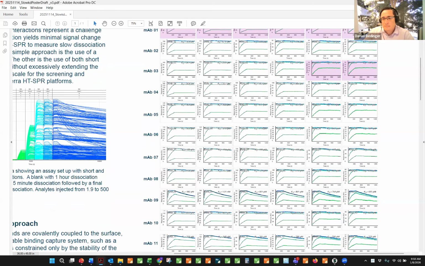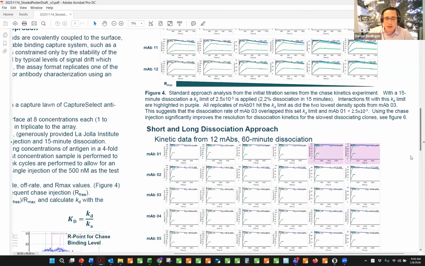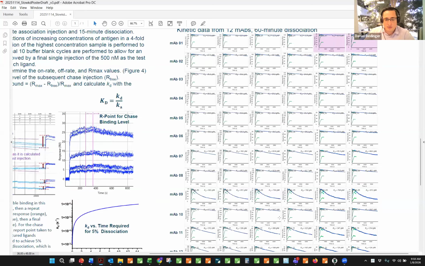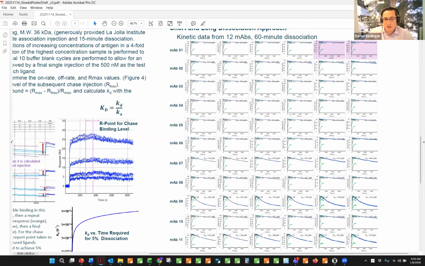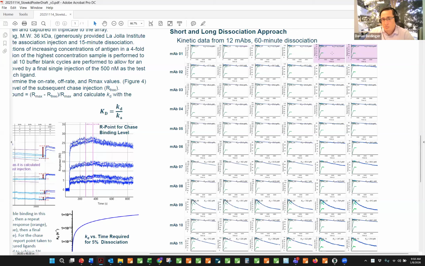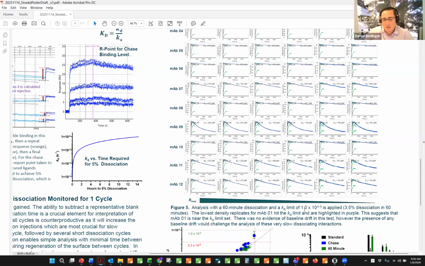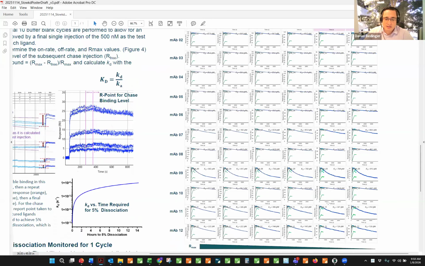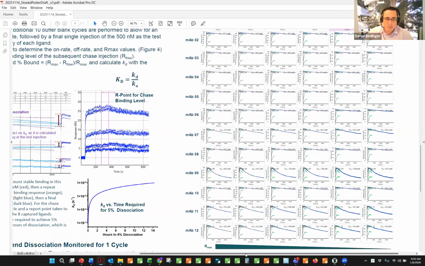in 15 minutes. If we scroll down to the hour-long dissociation data, you can see now we've recovered the ability to assess the off rate and affinities of basically everything, including that MAB1. It's hitting the limit at the lowest surface densities, which means again, its actual KD is probably right near that cusp of the setting that we've done, which in this case I put at 1 times 10 to the minus 5, which is a 3.5% dissociation within an hour. So we've been able to now pretty accurately measure our off rates down to about that limit.